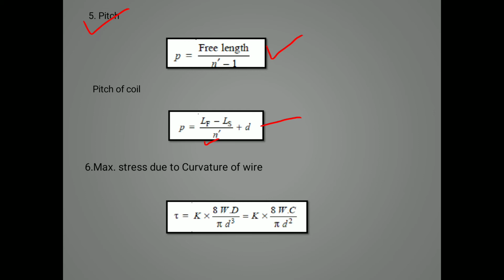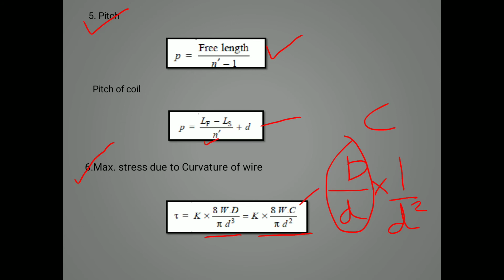So here you can see the formula of maximum shear stress due to the curvature of a wire. Tau is equal to K into 8WD upon pi d cube. Here small d is the wire diameter. By simplification, we have replaced D by d cube by C.